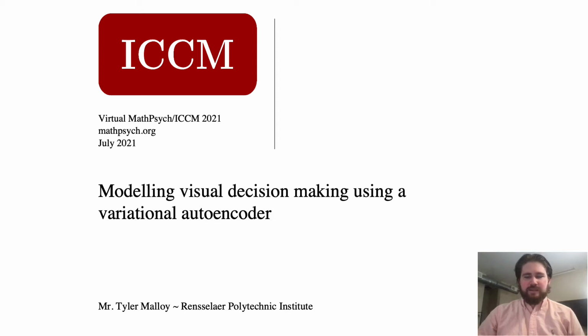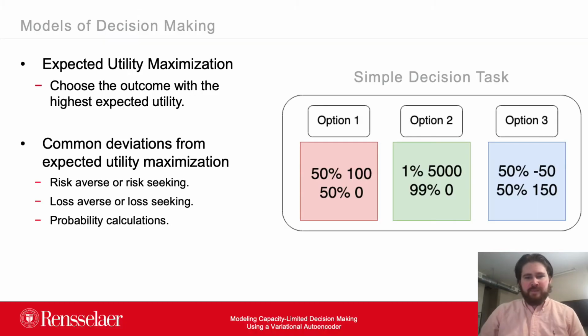Hello, my name is Tyler Malloy, and the title of my presentation is Modeling Visual Decision Making Using a Variational Autoencoder. The focus of this talk is in modeling the way that humans make decisions in utility-based decision tasks.